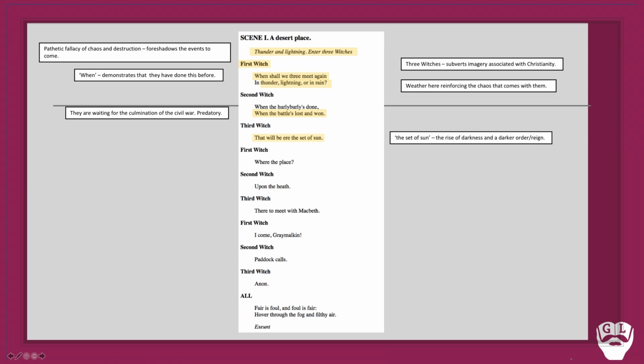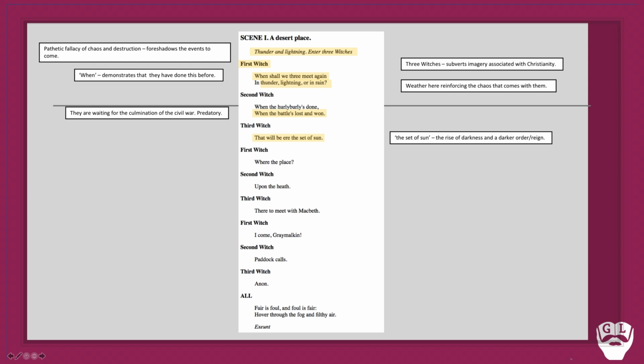The set of sun here is a reference to and reinforcement of this idea of the rise of darkness, not just the setting of the sun in a cosmological, astrological sense, astronomical rather. We have this idea of the set of sun as the rise of darkness, the setting of the good era or a more civil era, and in turn darkness as a metaphor for evil will rise.